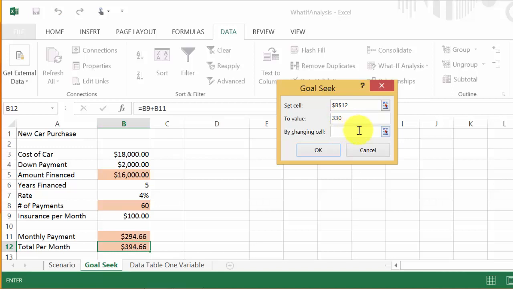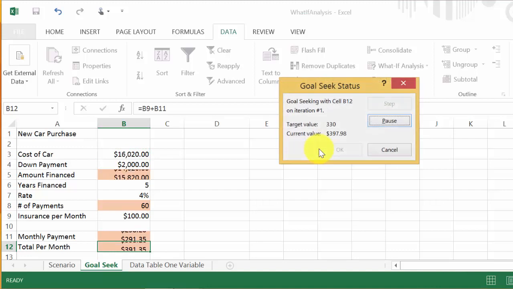Well, it really depends. Maybe look at the cost of the car. I want to change the cost of the car. So we can click the cost of the car and I'll hit OK. And let's see what happens. Okay, there you go. You can see the target value is 330. That's what it changed it to by changing this cell here. So instead of an $18,000 car, I would have to buy about a $14,500 car. See that?